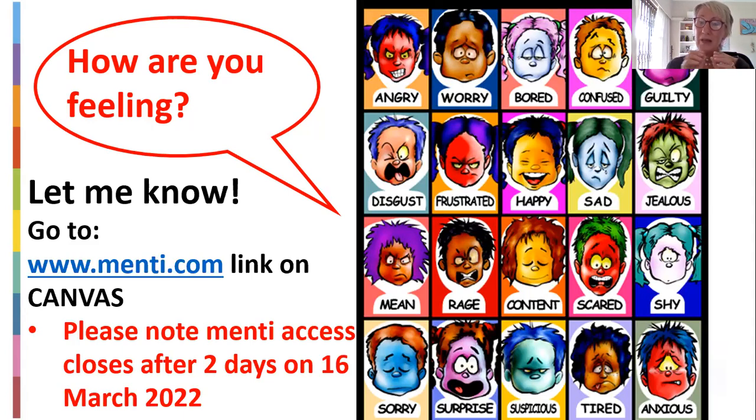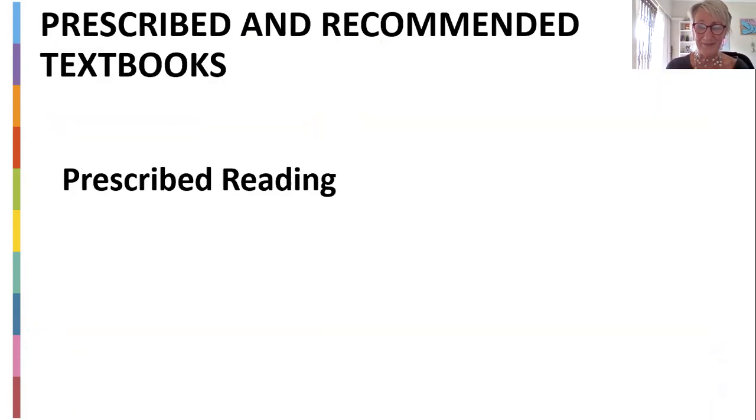So let me know. This will be on Canvas. You can access the link there. Once I put it up at the beginning of the academic year, you've got 2 days to complete how you're feeling. So think of 3 words. Go onto Canvas. I'll talk about this again. Click on the link and write your 3 words, and I will share this with you the following week to show you what my students are feeling like. Okay, but I'll come back to this again.